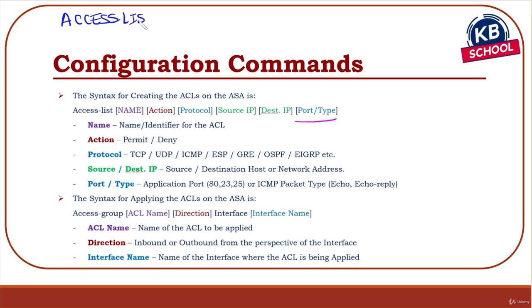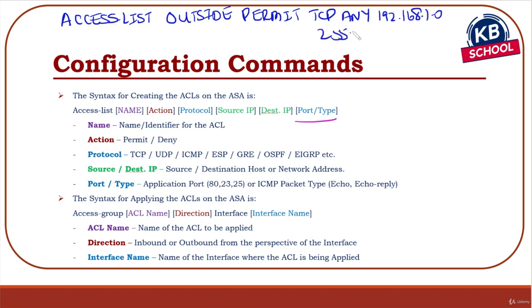Access-list. Let's say I'm applying it to the outside interface, so I'll use the word outside. Permit, I'm allowing traffic from outside. TCP traffic, any source to, let's say, this network, 192.168.1.0. Continuing on, my mask, which is a normal mask, not the inverse mask. EQ, let's say 80. So that's the port that I use, just like a normal ACL.